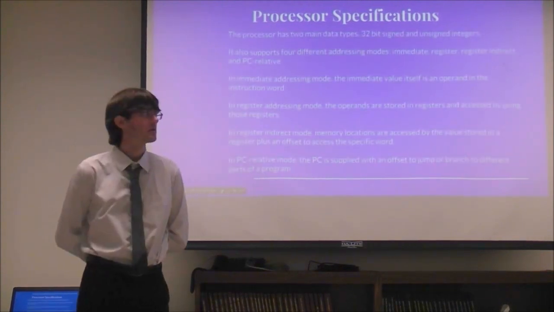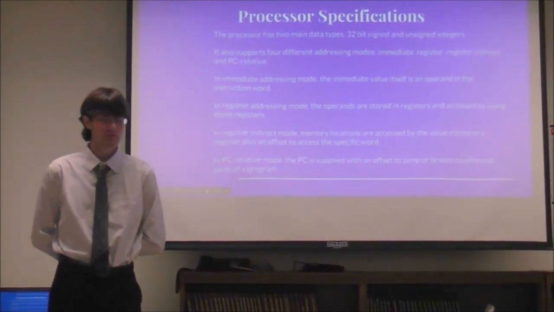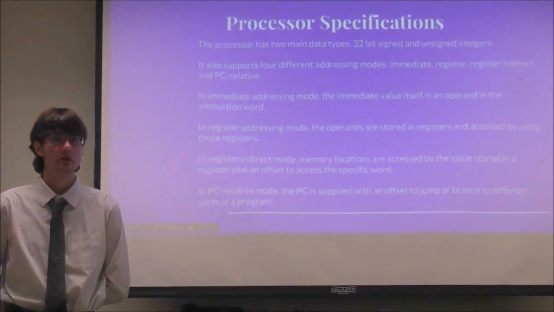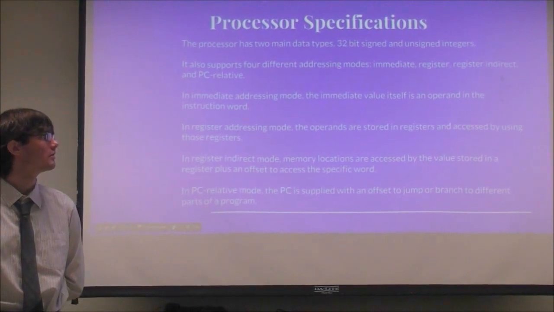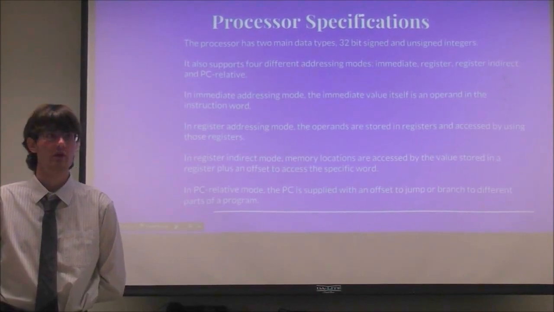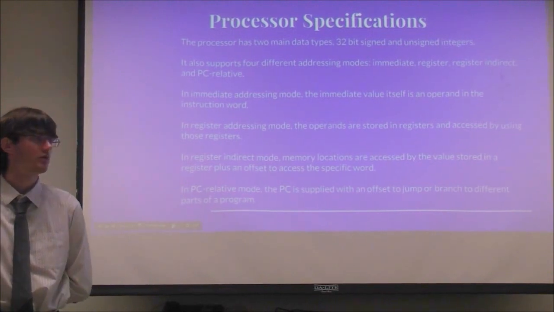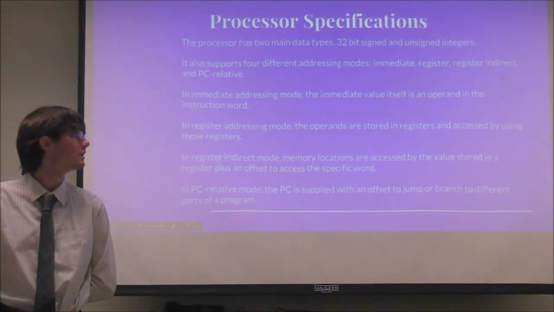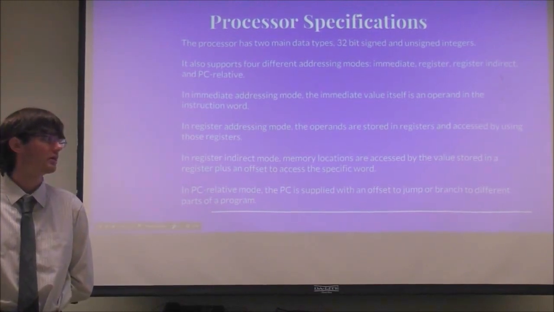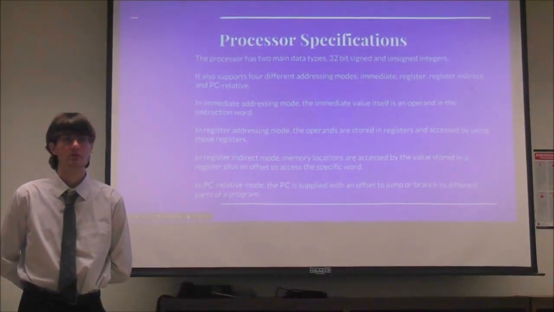So there are 2 main data types, 32-bit signed and 32-bit unsigned integers, and 4 different addressing modes: immediate, register, register indirect, and PC relative. In immediate mode, the value itself is an operand in the instruction word. In register mode, the registers contain the values to be operated upon. In register indirect, the memory locations are accessed by a value stored in a register plus an offset to access the specific data word. And in the PC relative mode, the PC is supplied with an offset or concatenated with values to perform branches and jumps.